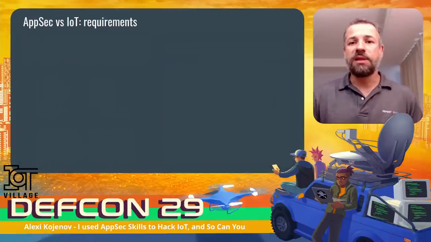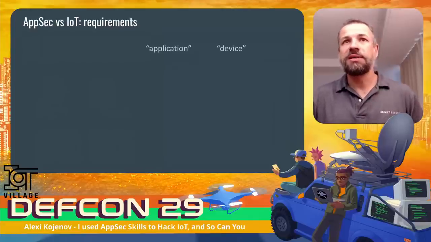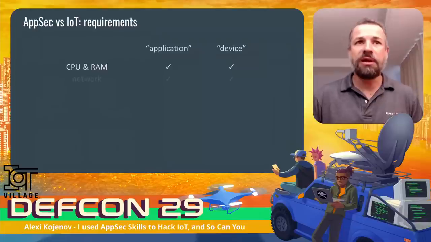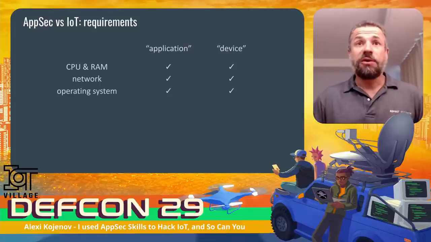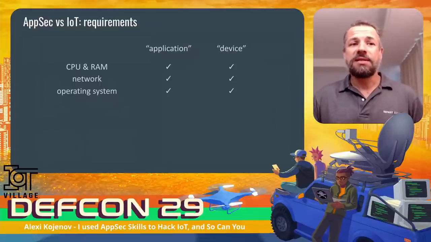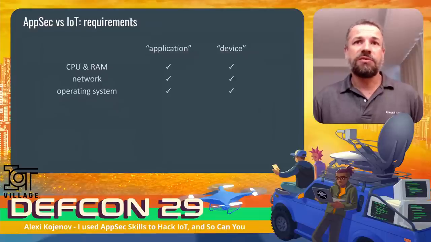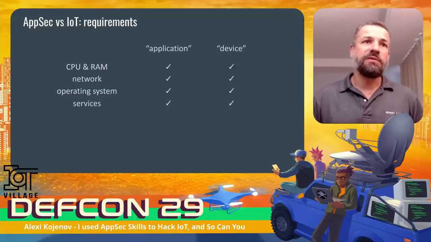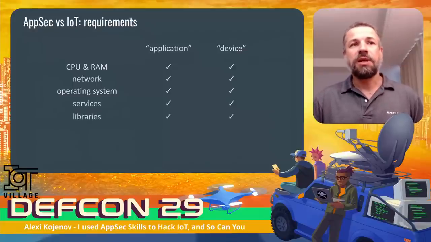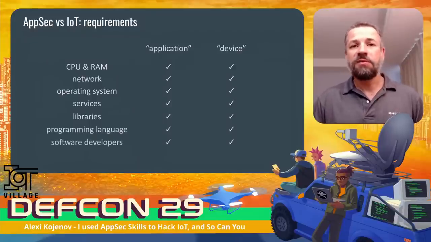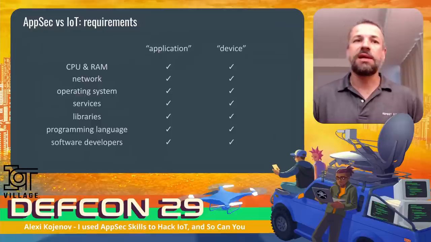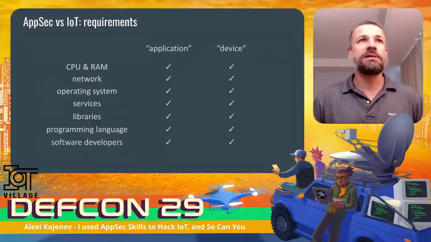In terms of requirements, in order to run an application or a device, we need a processor and memory. We need some network so we can send and receive data. We need an operating system, and commonly these days, devices run Linux, just like many other servers in the cloud. We might need some services that will help us do whatever we need to do, and libraries that we can build upon, and a programming language that we can use to write custom software, and software developers who use programming languages and libraries to create great things that will run and do whatever we need them to do.